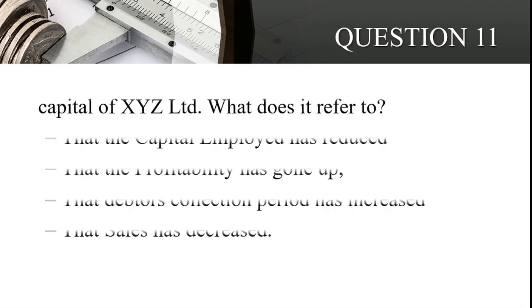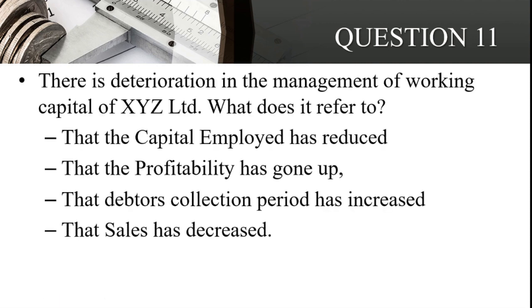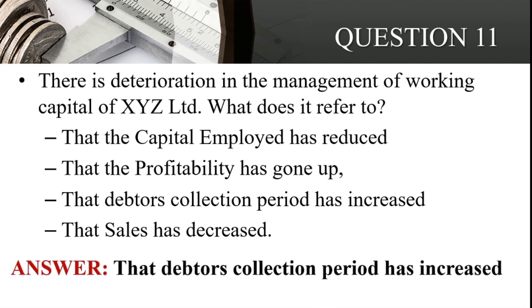11th question: there is deterioration in the management of working capital of XYZ Limited. What does it refer to? Options: that the capital employed has reduced, that the profitability has gone up, that debtors collection period has increased, that sales has decreased. And the answer is that the debtors collection period has increased.